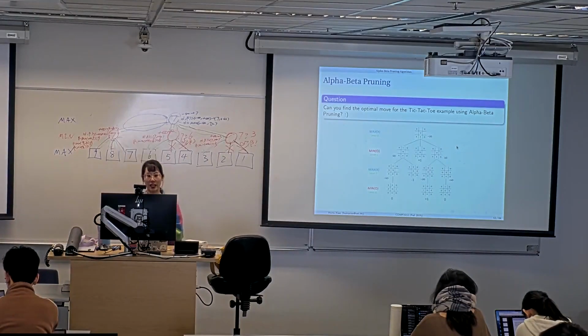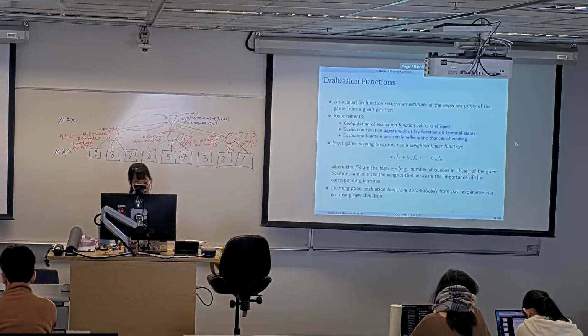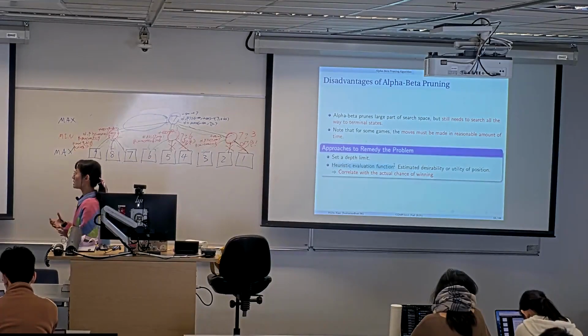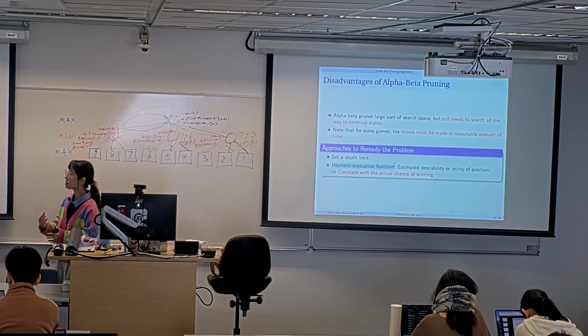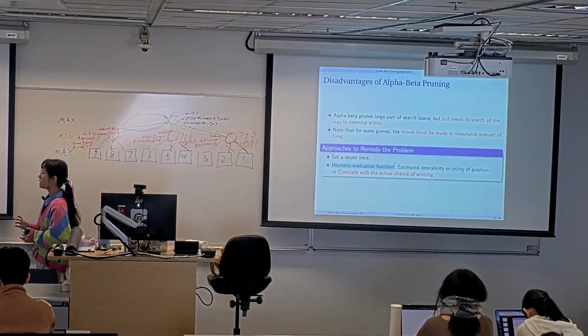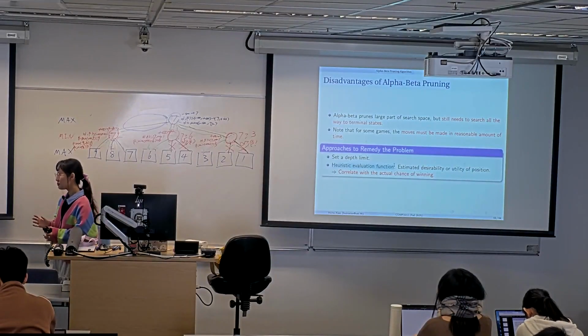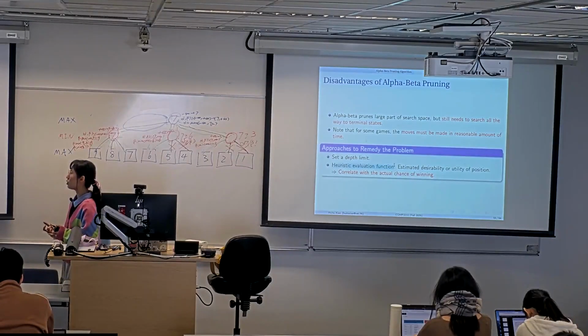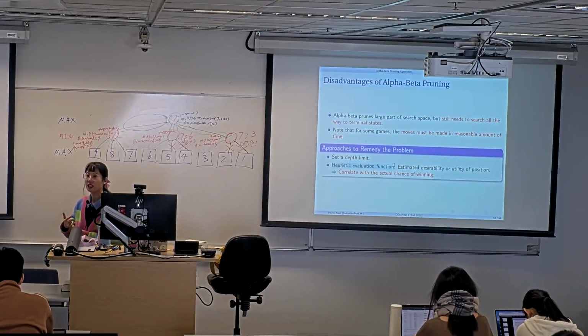Then how should we estimate non-terminal game states? Here we need to use the heuristic evaluation function. So it's an evaluation function using heuristics. That means even though the game state is not a terminal state, we use some heuristics to evaluate the possible value for this node. The heuristic evaluation function is the estimated desirability or utility of a position. It's just an estimate. It's not the correct utility. The correct utility can only be accessed at a terminal state.